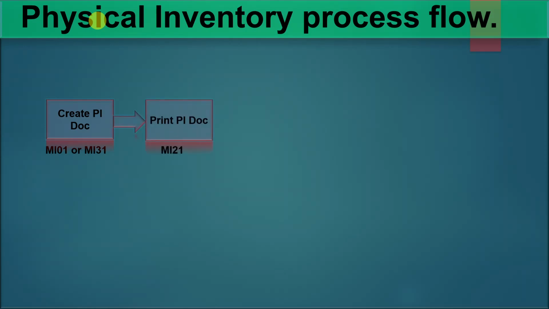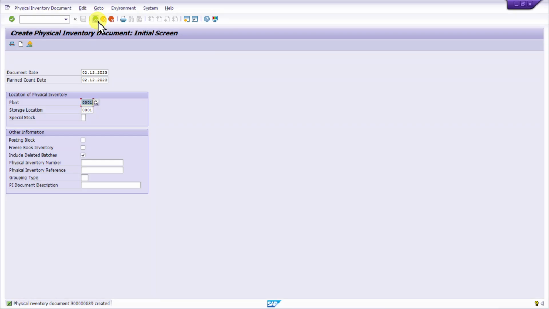Next, this document needs to be printed. So we have considered three materials for physical inventory. Now these materials need to be printed so that end users or whoever is going to count these materials on the shop floor, at the actual ground level, will have a reference of which materials need to be considered. So let's see how to print this physical inventory document in SAP.